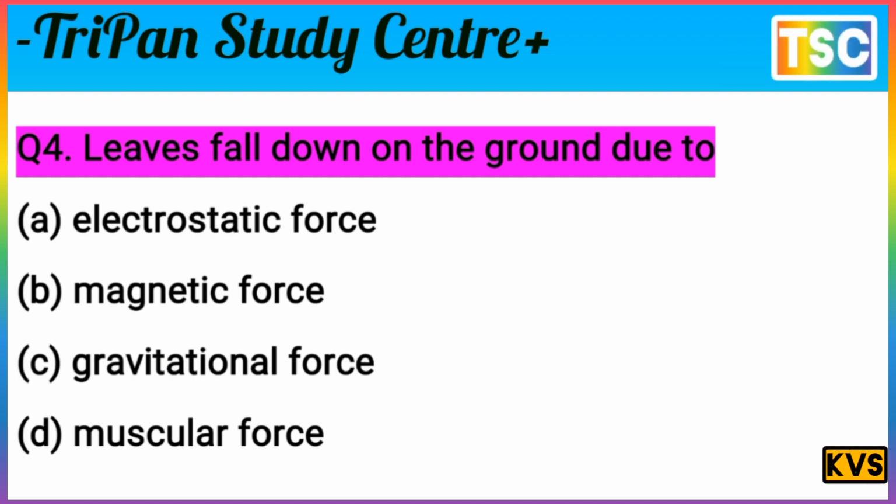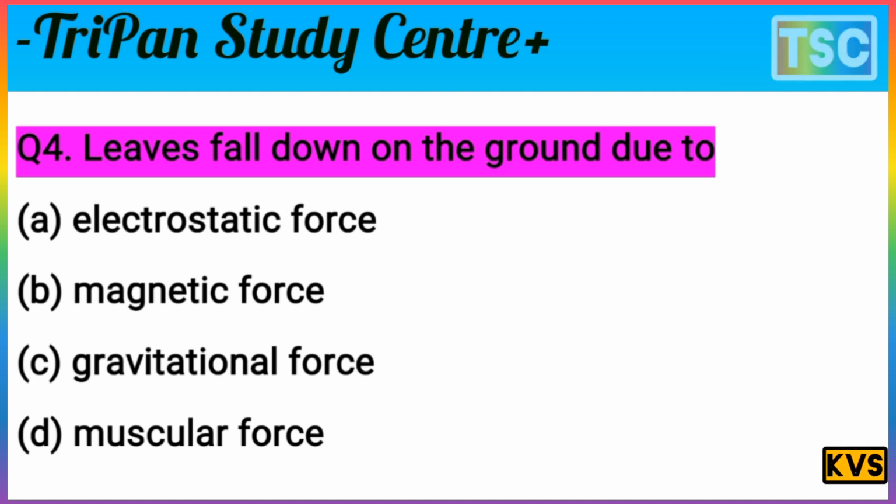C, gravitational force. That's right, gravitational force is the most important here. A leaf falls down on the ground due to the gravitational force. It means option C is correct here. Option C, gravitational force, is the correct answer.